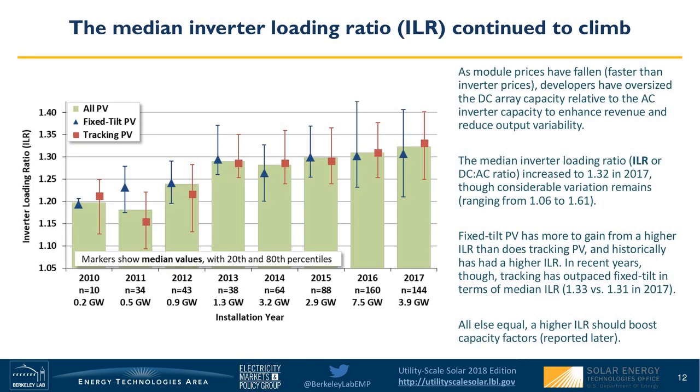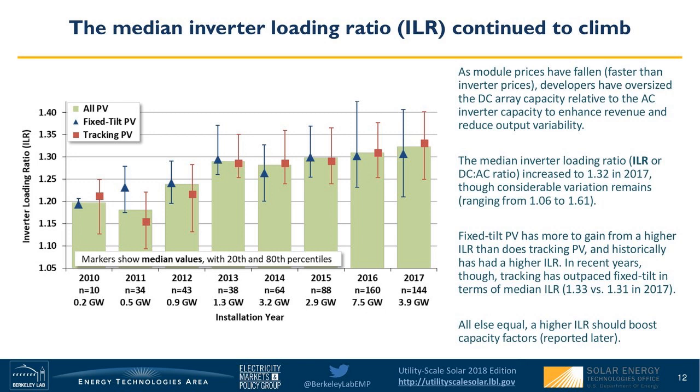A second design trend that we find interesting is the so-called inverter loading ratio, which describes the DC capacity of the module arrays relative to the AC capacity of the inverters. And so over the past years, module prices have come down a lot, and developers have found it advantageous to oversize the module arrays, and that enables them to generate more electricity during times when the solar modules would not deliver full power relative to their rated capacity.